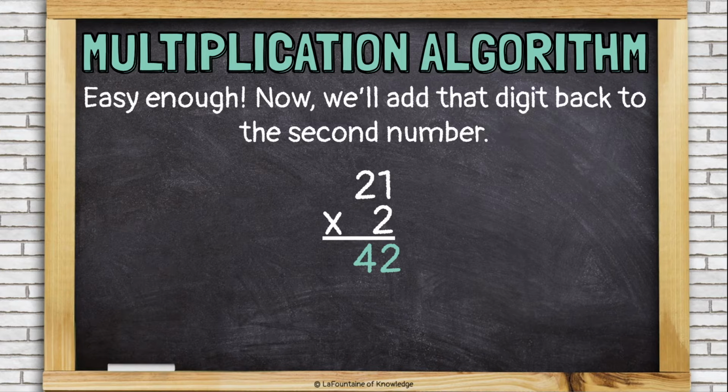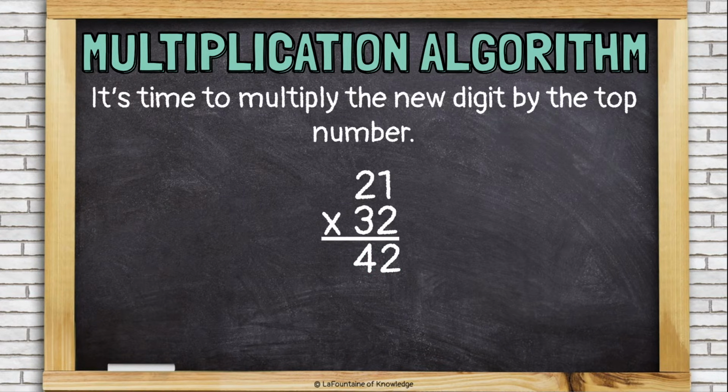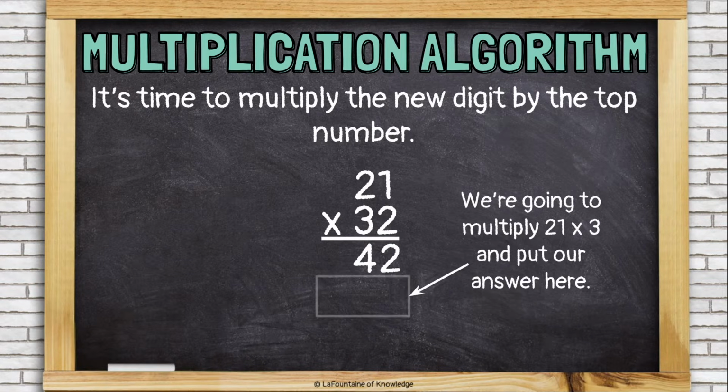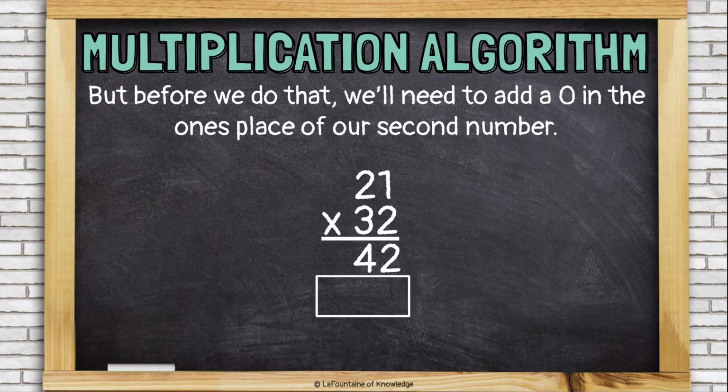Now we'll add that digit back to the second number. Let's bring that 3 back. Now it's time to multiply that new digit, the 3, times the top number. And we're going to put that answer right here. So we're going to multiply this time 21 times 3, and that's going to go right down here underneath the 42. But before we do that, we need to add a 0 in the ones place of our second number.